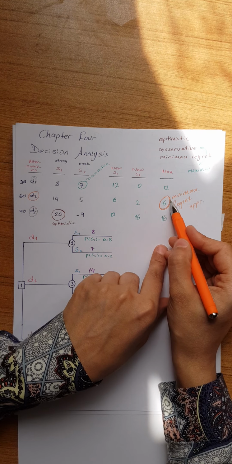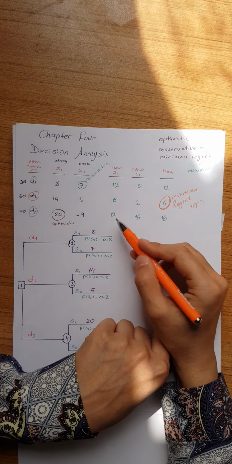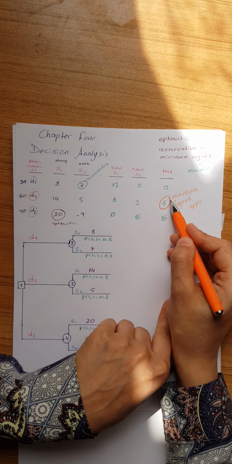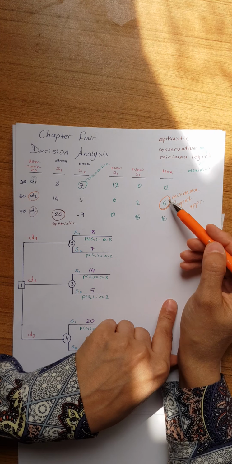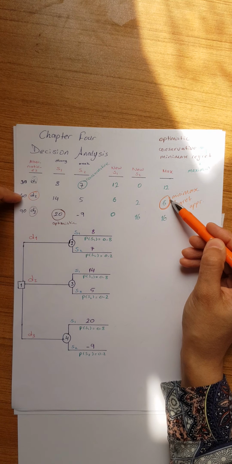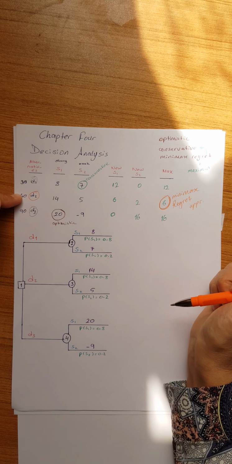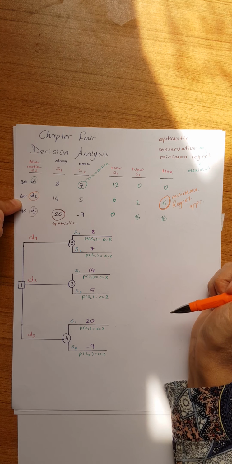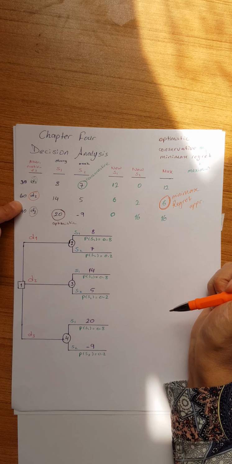When the decision maker decides to use the minimax regret approach for this problem, which complex condominium should they build? They should choose the D2 alternative. That means making 60 complex condominiums for that problem.